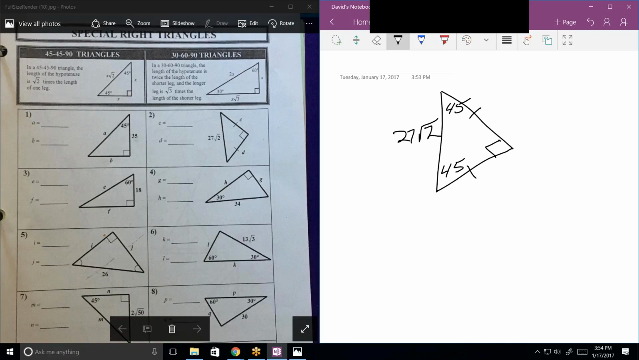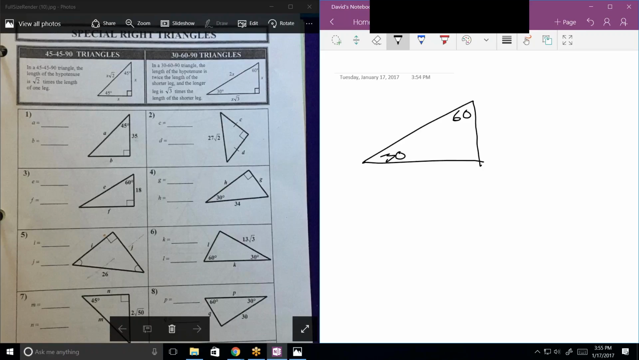So, that being the case, what is x and what is y? X would be 27 and y would be 27. Good. Let's look at 3. Again, notice the first 3 problems they gave us were all 60, 30, or 45 triangles. So the way you're going to solve these isn't so much by using the Pythagorean theorem as knowing what this triangle looks like.